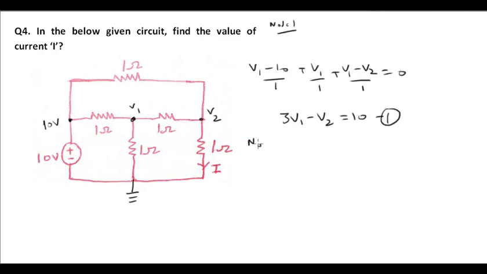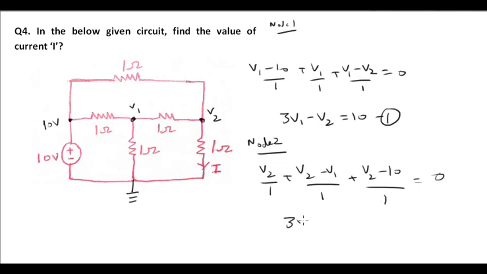Now at node 2, here V2 upon 1, V2 minus V1 upon 1 plus V2 minus 10 upon 1, is equal to 0. 3V2 minus V1 is equal to 10. This is our second equation. Now we have to find V2, then only we can find the current I, because we know that I is equal to V2 upon 1.